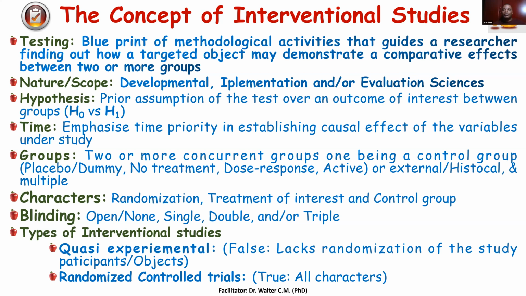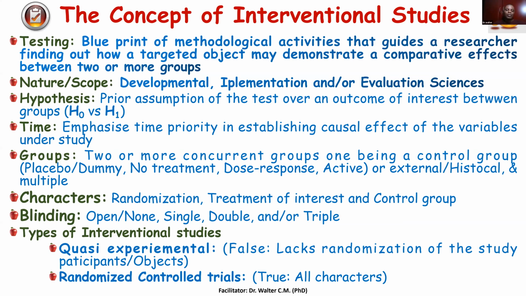But we have double blinding. For instance, the research assistants are blinded, and the participants also. But we also have triple blinding. This is where even you as the researcher are blinded also. You should not know even your package. So this is one of the issues to conceptualize in interventional studies. By the end, we have types. We have quasi-experimental, as we said, and we have the randomized controlled trial.